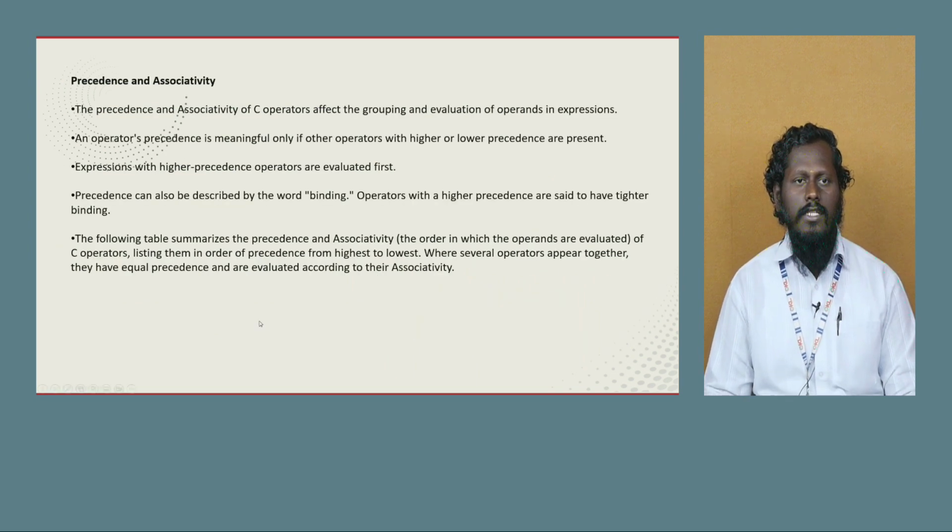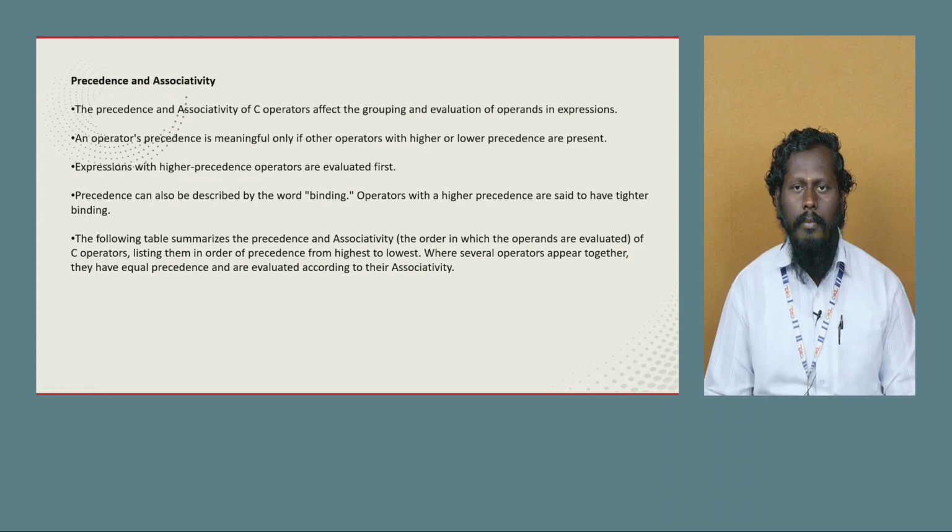Let's discuss precedence and associativity. The precedence and associativity of the C operators affect the grouping and the evaluation of operands in expressions. So based on the precedence and the associativity, we have to group the operands in our expressions. Because if you have different kinds of precedence or the same kind of precedence in the expressions, we have to decide based on the associativity. So at that time we group the operands based on the precedence and the associativity.